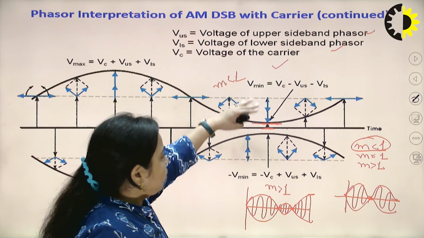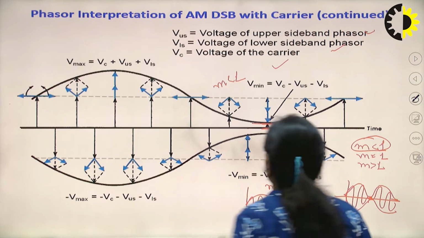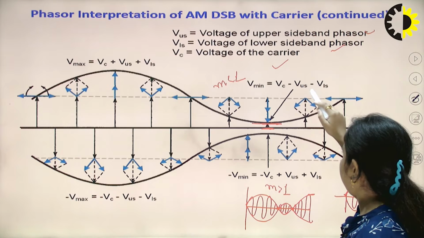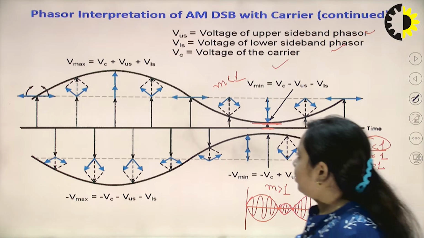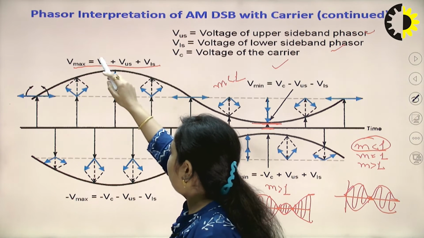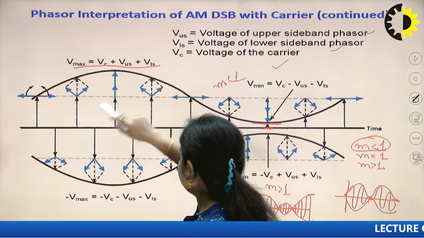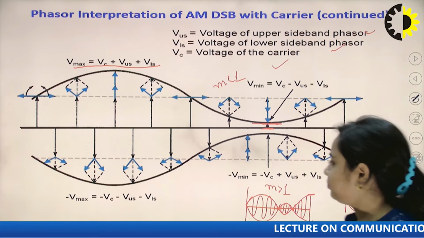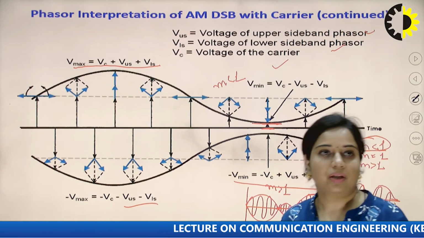So when we calculate the value of V minimum and V maximum from this particular diagram, you can see that V minimum is the voltage of the carrier minus the upper sideband voltage minus the lower sideband voltage. In case of this one, there will be V max, which is the voltage of the carrier signal plus the voltage of the upper sideband and the voltage of the lower sideband. So this is how the phasor diagram will look. This is the negative part of V max, this is the negative part of V minimum.